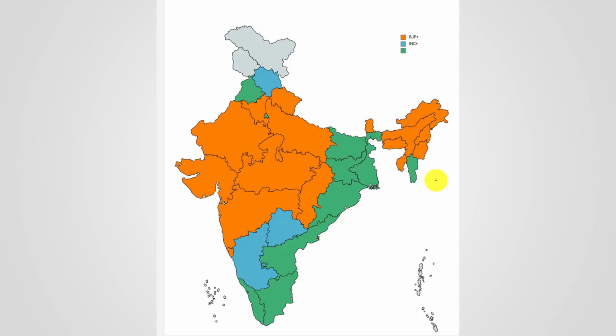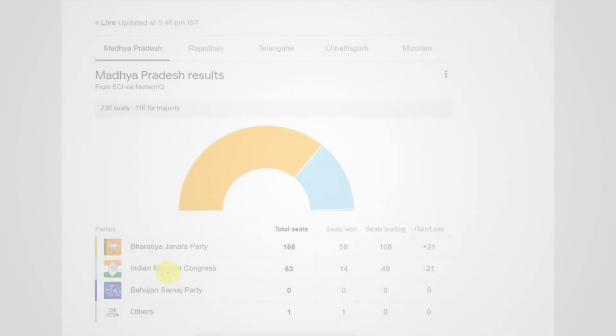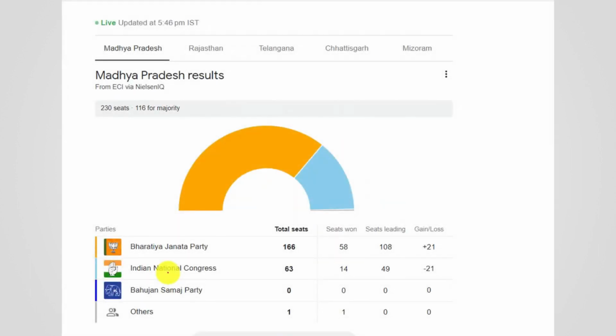The states you are seeing in saffron are BJP rule, the blue states are Congress rule, and you will see that there are many states controlled by regional parties. In the recent elections, many major states are completely connected. Here you will be able to see Rajasthan, Madhya Pradesh and Chhattisgarh. If you look at Madhya Pradesh, the trends are still going on. There is no confirmation as of now of how many seats which party has won.